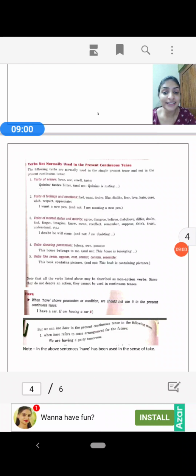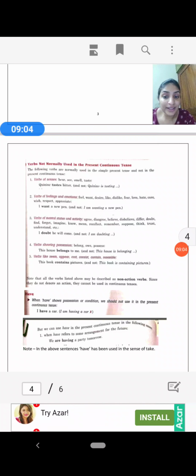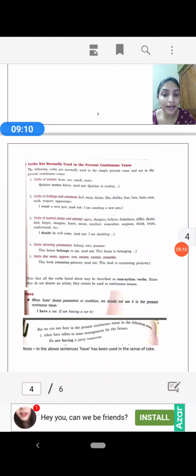Verbs like seem, appear, cause, consist, contain, resemble. You say, for example, this book contains pictures. And you do not say this book is containing pictures. You say this book contains pictures. With such verbs we do not use ing, so take care of them. Read them 2-3 times, you will be able to learn them also.